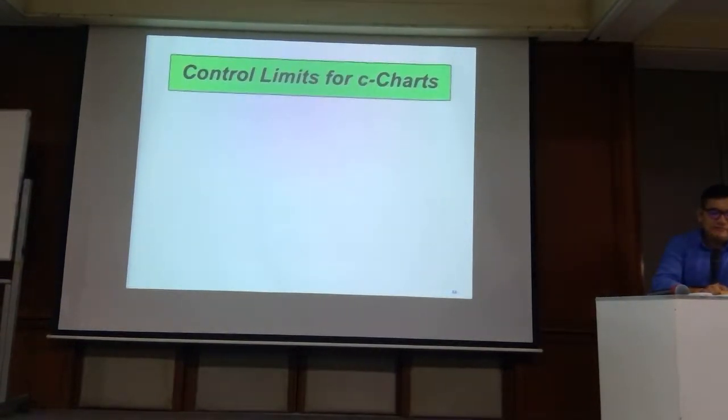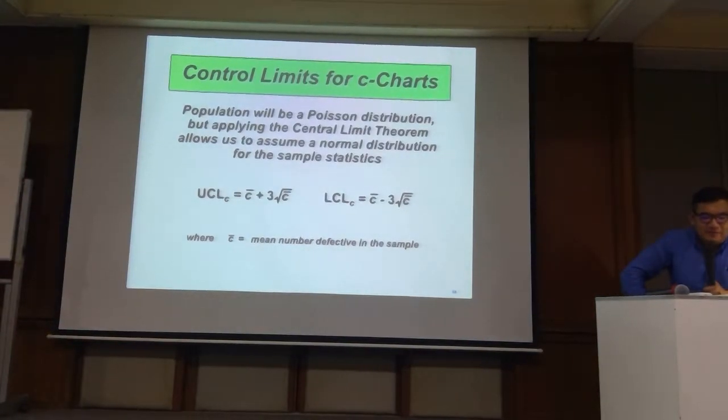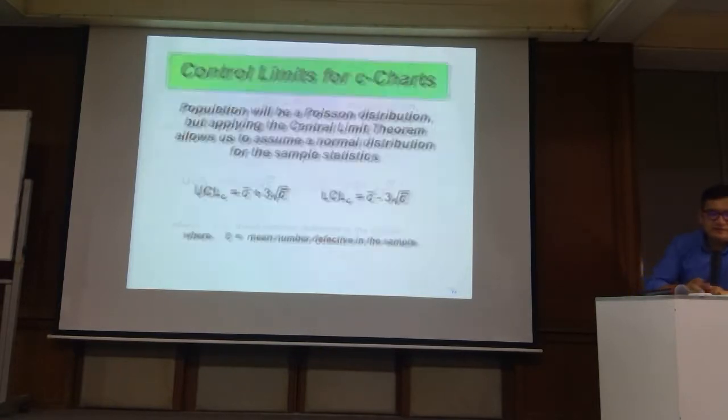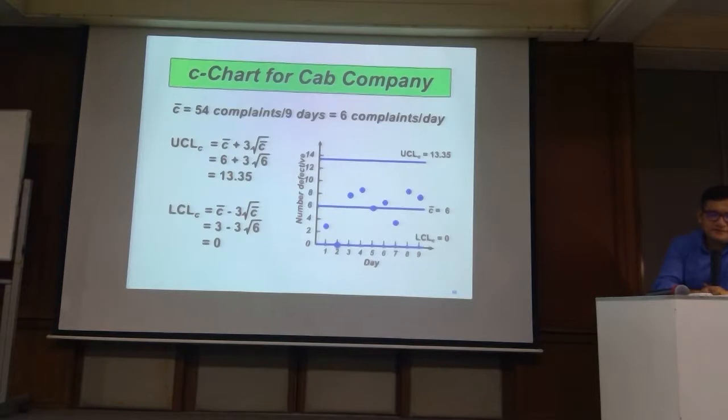C chart is where you plot the number of defective products per unit. So the mean is C bar, the mean number of defective products. Upper control limit is C bar plus 3 multiplied by the square root of C bar. Lower limit is C bar minus 3 multiplied by the square root of C bar, right? The example in the slide is not that clear, but you need to listen to my explanation. Okay.